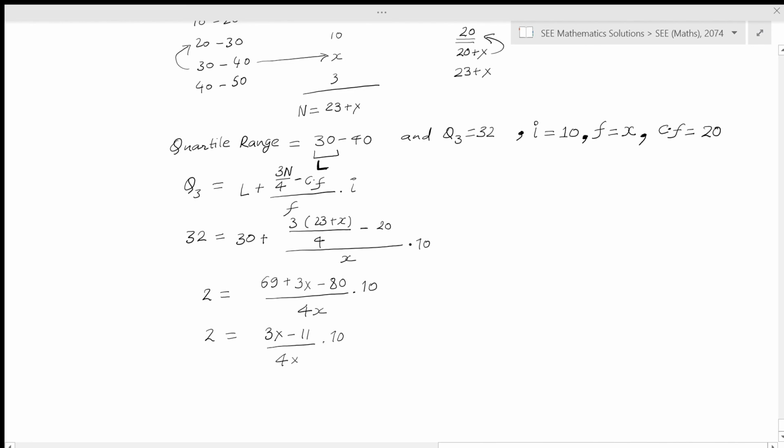So this 10 will multiply on the numerator, and this 4x, let's take it to the left hand side. So it will be 8x on the left hand side, equal to, if we multiply this expression with 10, 30x minus 110. And if we do the simplification, it will give us x equal to 5. So the value of x is 5. Therefore this is our answer. Got it? Good, and good luck.